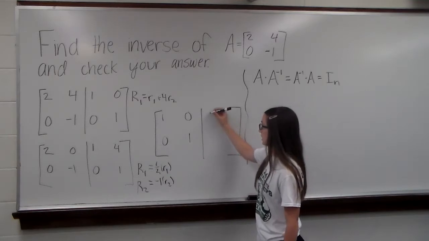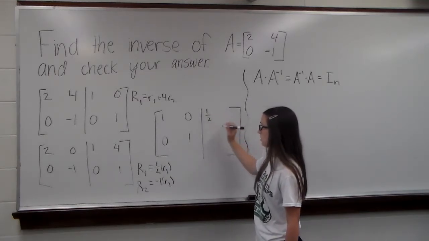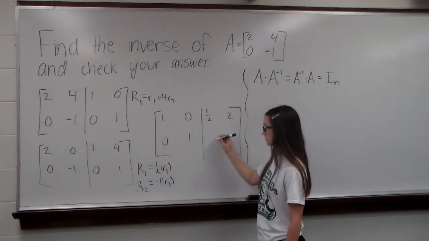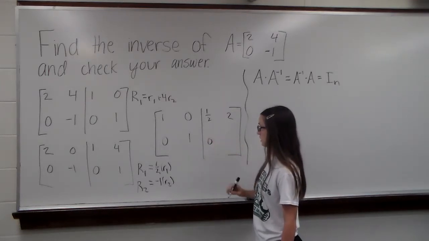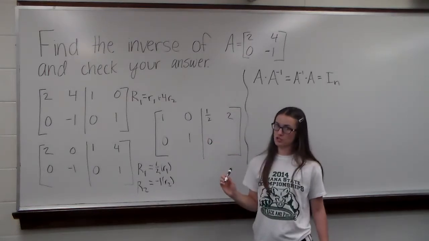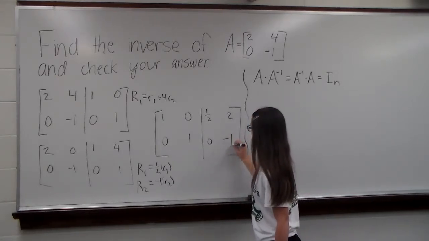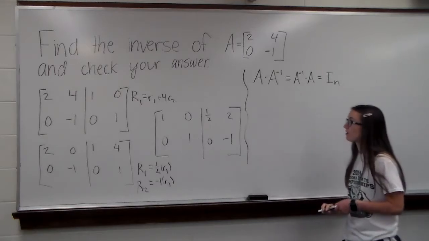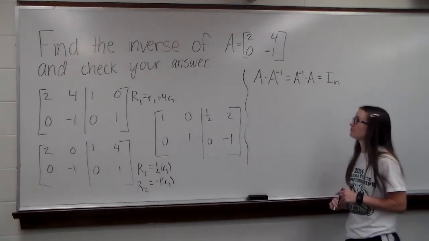So when we do that, it gives us 1/2 times 2. And then we have negative 1 times 0, which is still 0. Then negative 1 times 1, which is negative 1. So this is our inverse matrix. But we still need to check our answer.